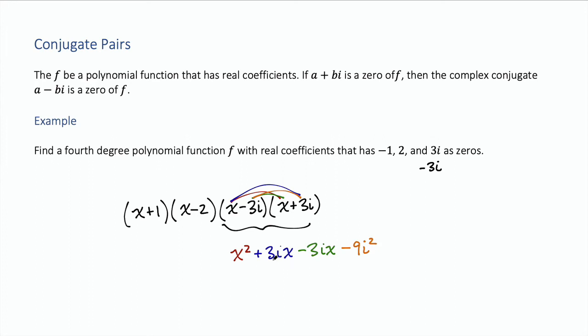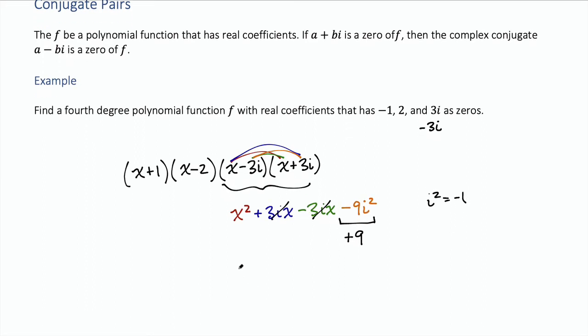Well, now notice that the +3ix and the -3ix cancel. And this right here is the reason that we know that our complex zeros come in conjugate pairs. Because by having that conjugate pair, those middle terms will cancel out and we'll get rid of the i's. Okay? -9i squared is +9 because i squared is equal to -1. So when we multiply all that out together, we just end up with the factor x squared plus 9.